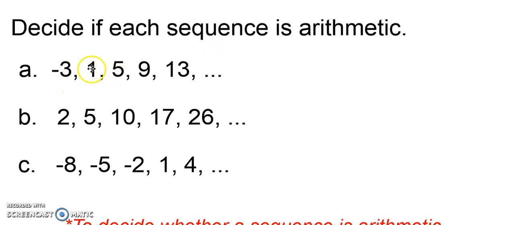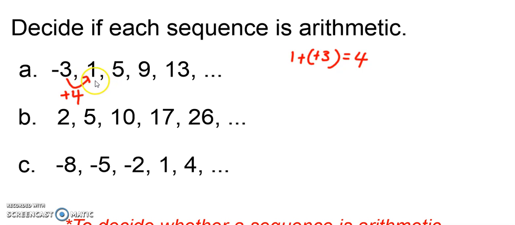So if I take 1 minus -3, I'm always going to take my term coming after and subtract my previous term, and this should be my common difference. So 1 minus -3, the double negative we would add, and 1 plus 3 is 4. So that means to get from -3 to 1, I have a positive 4, and you probably could have seen that without actually having to write out the subtraction, but just to show.